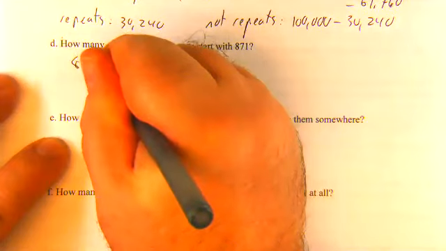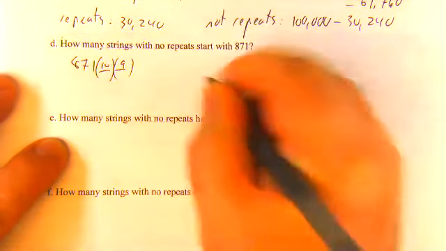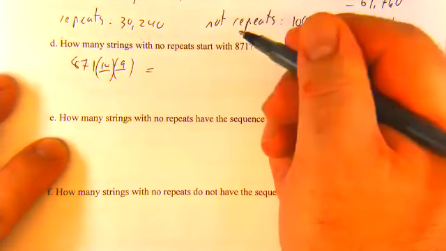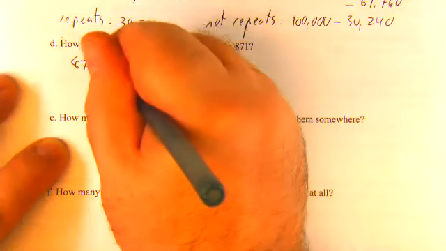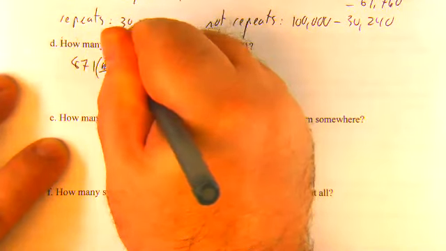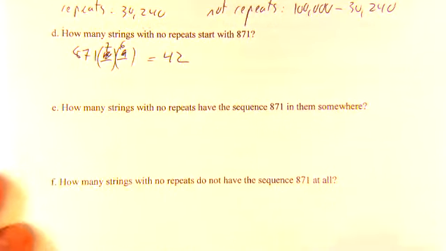You have 10 choices here, and you have 9 choices there. Oh, no repeats, sorry. So you've already got 3, so you only have 7 choices here and then 6 choices there. So 42 choices, because you have 7 choices for the 4th digit and 6 choices for the 5th, so 42. So how many strings with no repeats have the sequence 871 in there somewhere?